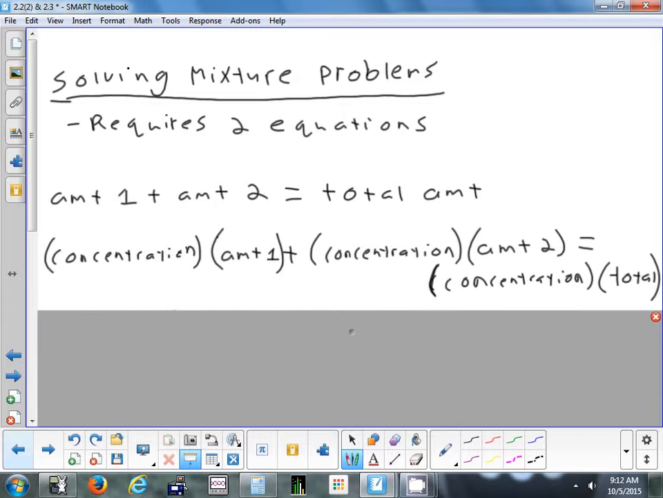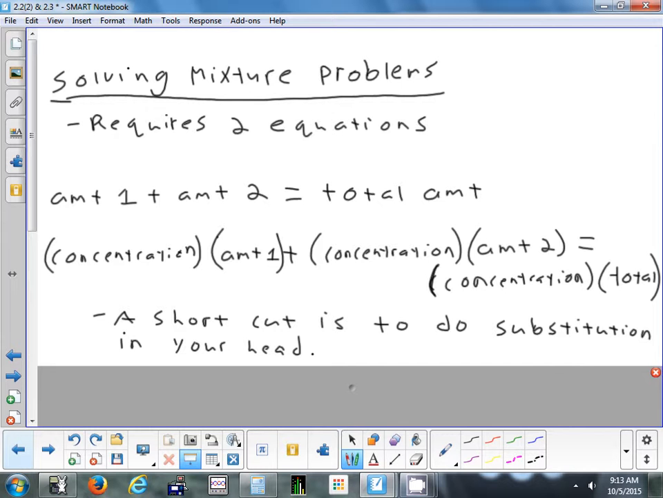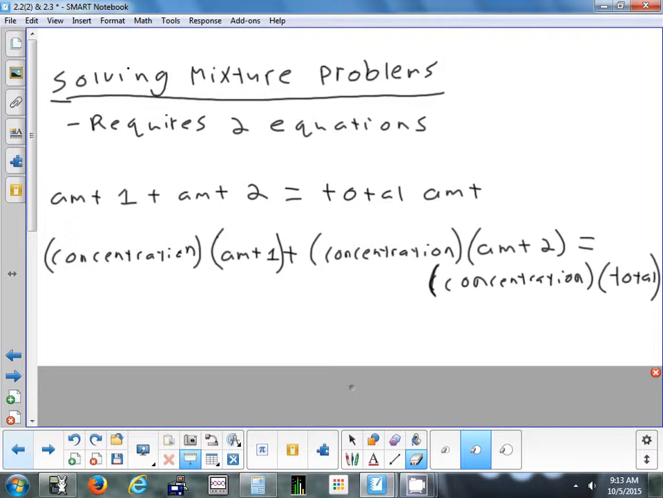So our first equation, we'll set up an equation for the total amount. And then we'll set up an equation for the concentration. And I'll walk you guys through the first one. There's a shortcut if you want to do the substitution in your head. I think we're just going to set it up as two equations. You can get away with one if you do this step in your head, but let's not do that.